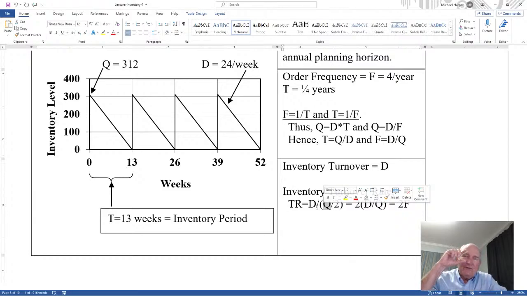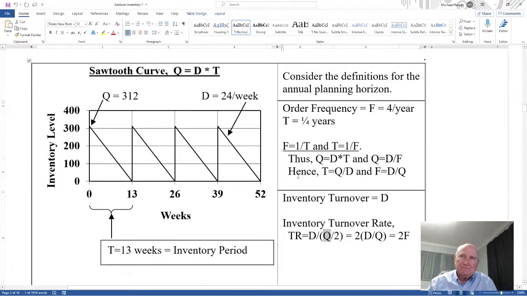Well, if you decrease your lot size Q, then the probability of stock out goes up because you have less inventory. And so when you have less inventory, the probability of stock out increases, so your risk goes up. So a very high turnover with no stock out is a very efficient inventory system. And we'll talk about that here a little bit later. Actually, a couple pages down.